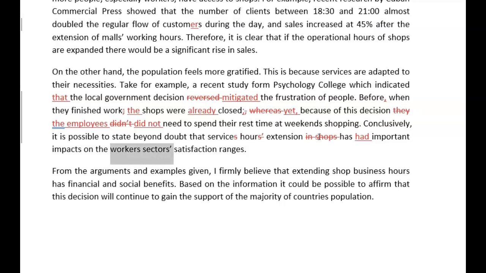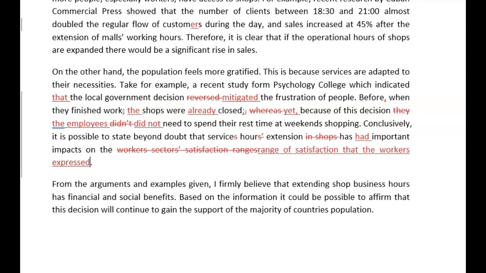or you have four subjects, four nouns in a row. That's a bit too long. Perhaps you could say on the sector of, on the range of worker satisfaction that the workers expressed, something like this.